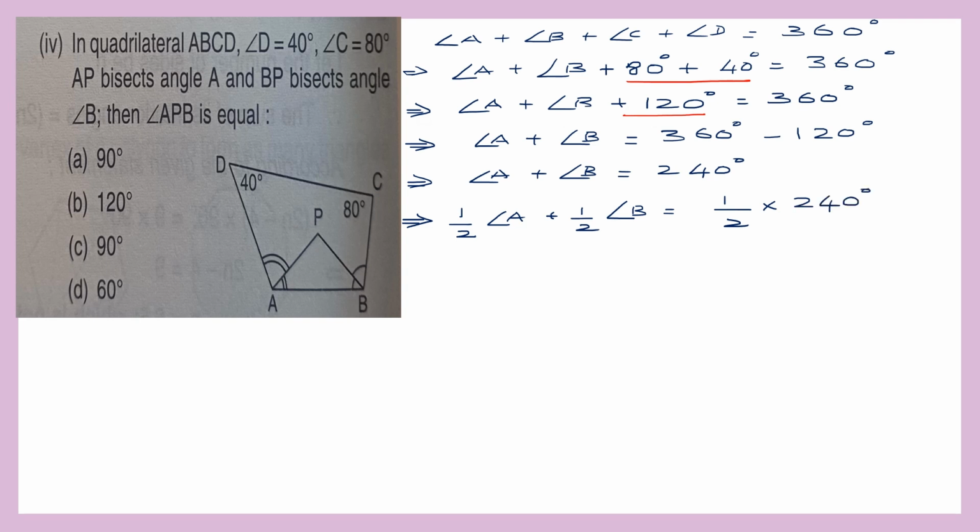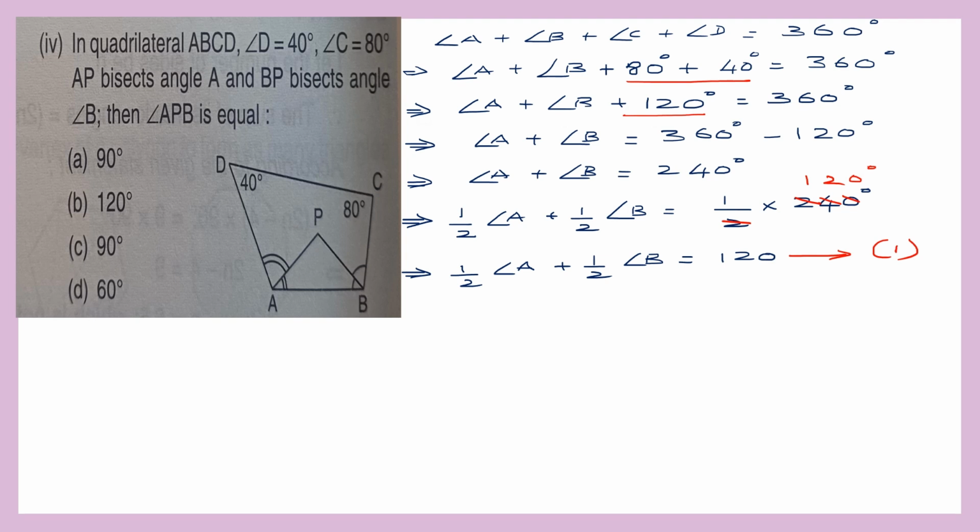Now why did we take half? Because here we are saying it's bisecting. So bisecting means dividing it into half. So half of angle A plus half of angle B is equal to, now let's cancel here. 2 ones are 2, 2 twos are 4 and the 0. So 120 degrees. Now let's leave this as equation 1.